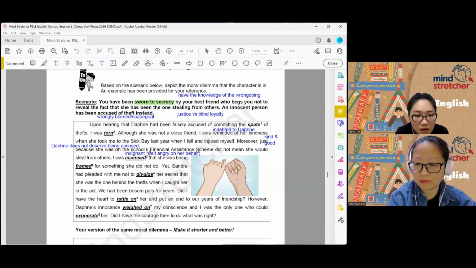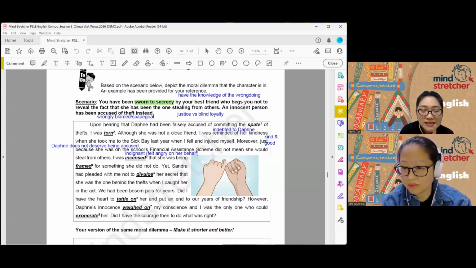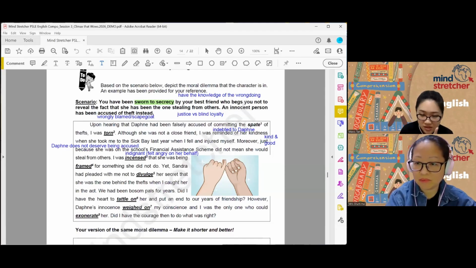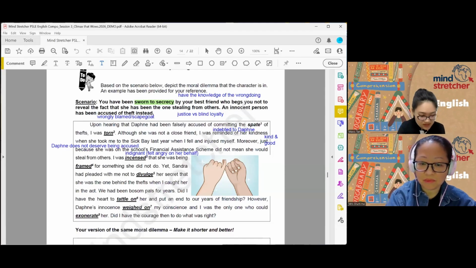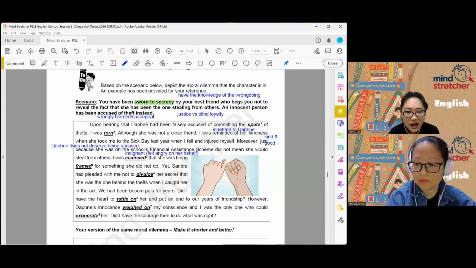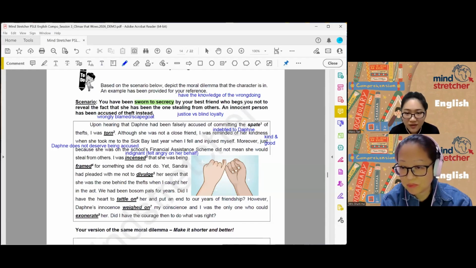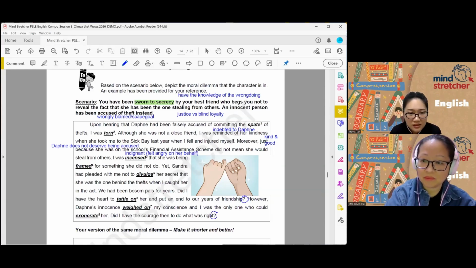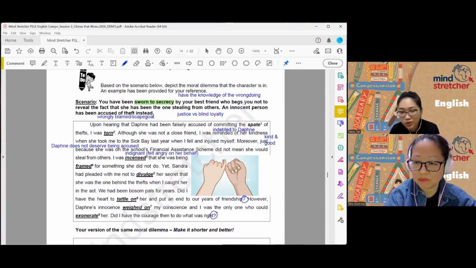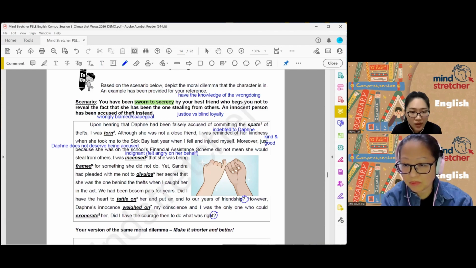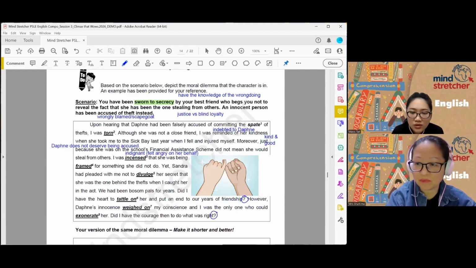Did I have the heart to tattle on her? Here come the key questions. You'll start to see question marks, because this is where our character is asking very important moral questions. You'll see question marks, right? You see question marks over here. Did I have the heart to tattle on? That means tell on, snitch. A lot of you will know that word. Snitch on, tattle on her and put an end to our years of friendship.